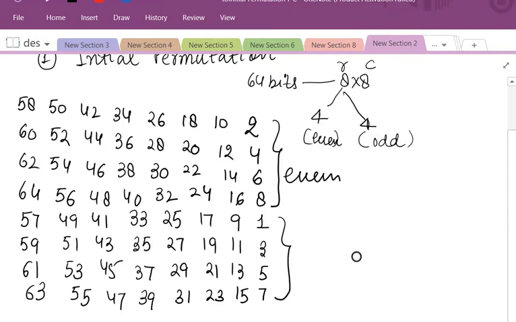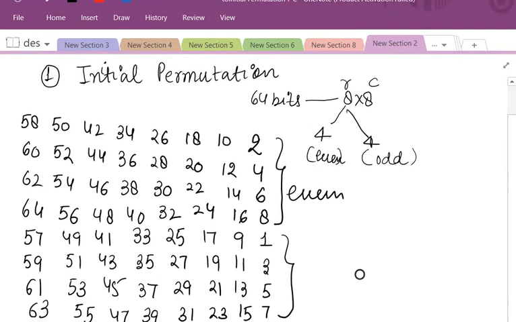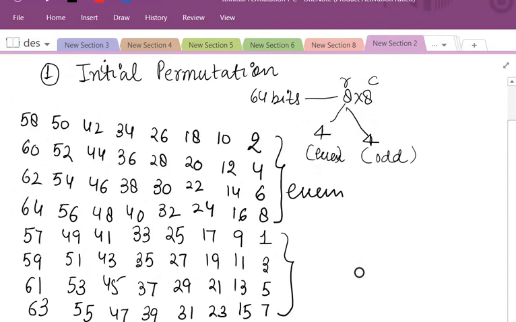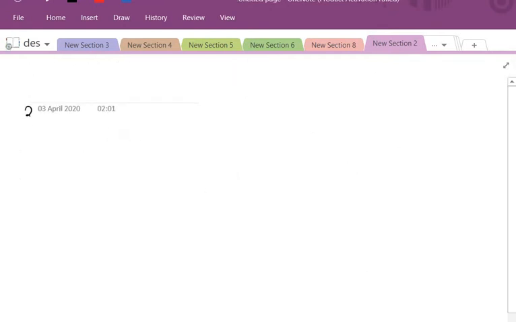So this is the table for my initial permutation, in which I have to divide the even and odd values into 4 rows and another 4 rows. Don't worry, I will give you one numerical example also. Just try to learn how to write the table, because in the exam you have to draw the table by yourself. This is the way to write the initial permutation table. The second one, the DES function, I will explain in the later part. So the third one is called final permutation.